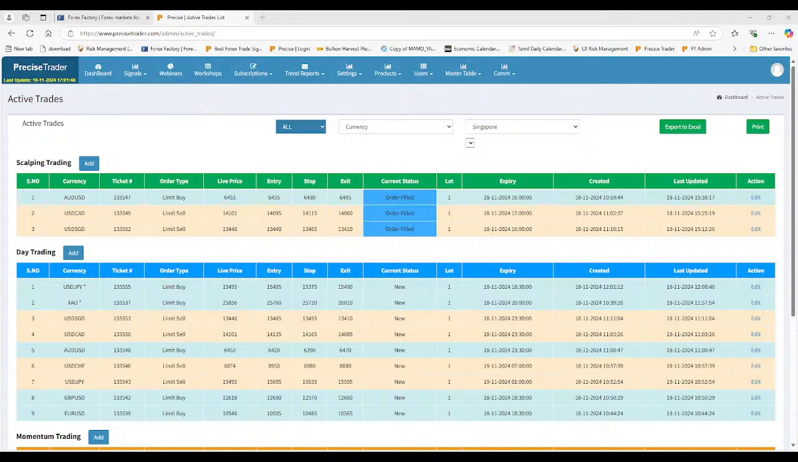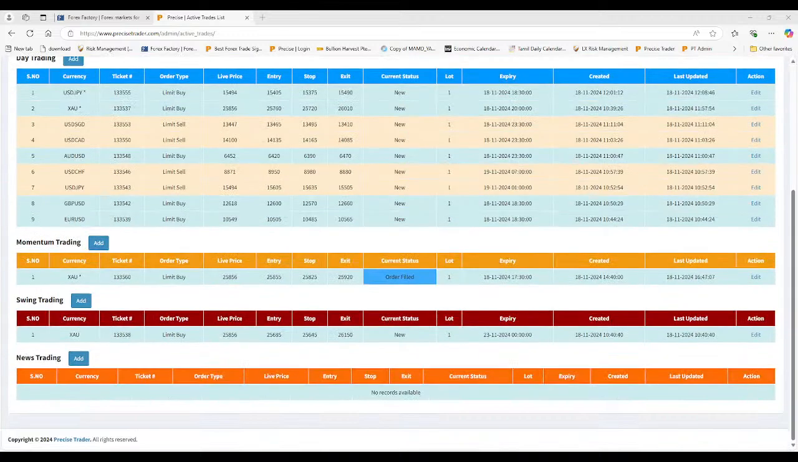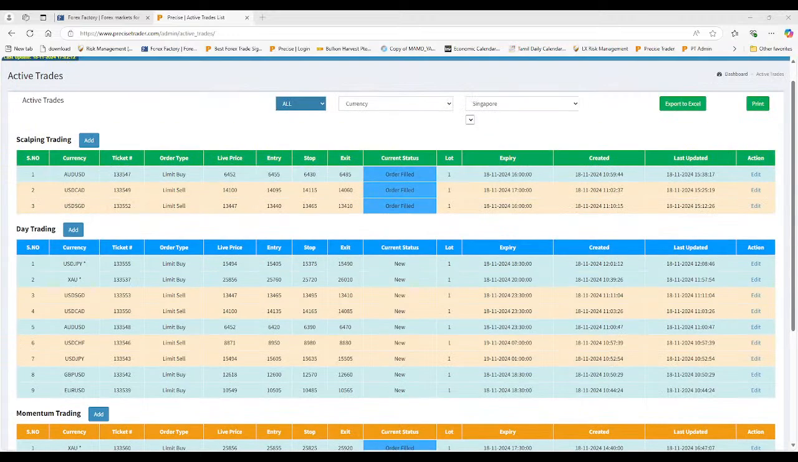Now there are a couple of trades that we have opened. We are long Aussie dollar at 64.55, short dollar CAD at 140.95, short Sing dollar at 134.40, and long gold at 2585 half. So we are holding about 4 trades.